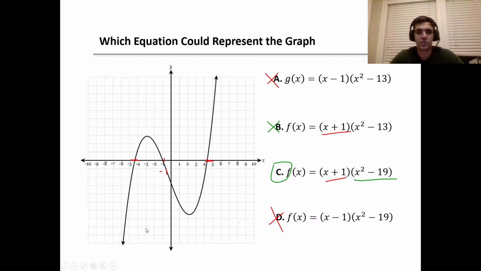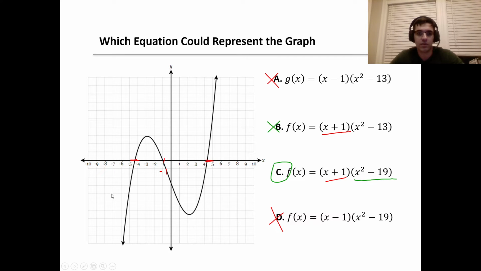In this example, we have 3 roots on our polynomial graph, so we're looking for 3 roots. One of our roots is -1, so I'm looking for x plus 1 as a factor. A and D don't have x plus 1, so we're going to omit A and D as possible answers. And between B and C, C is the better answer.